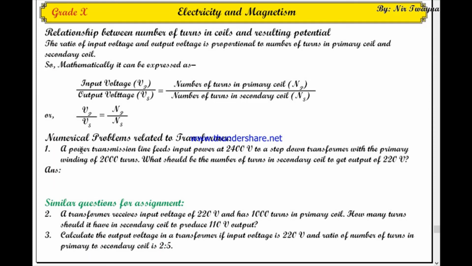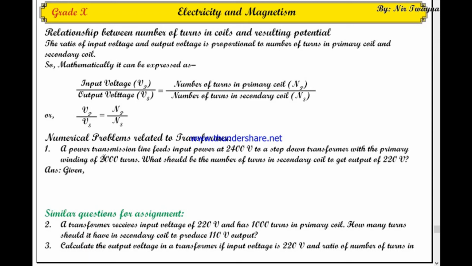Okay, question number 1 of numerical. Well, I'm going to do only one numerical. Rest of the questions you have to do on your own. Let's write given information. A power transmission line feeds input power at 2400 volt. Input power means what? Primary voltage. Yes, primary voltage, or you can also write input voltage. Doesn't matter, whichever is comfortable to you. Primary voltage is indicated by Vp.